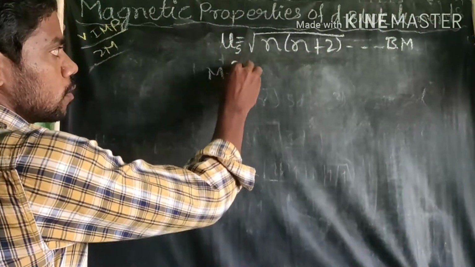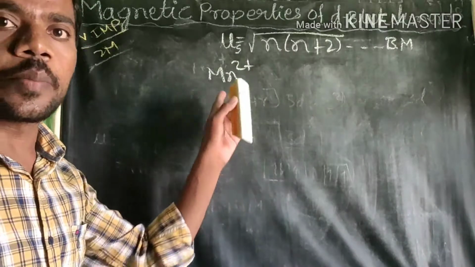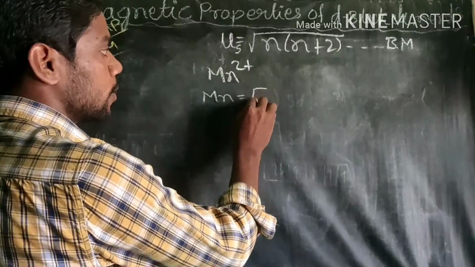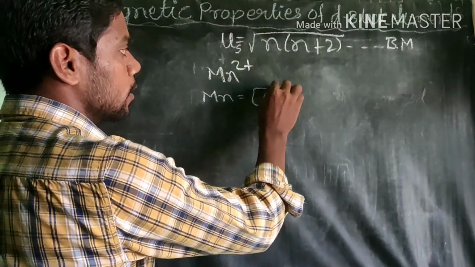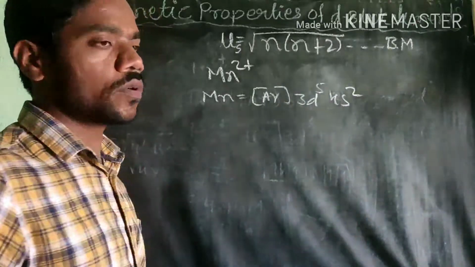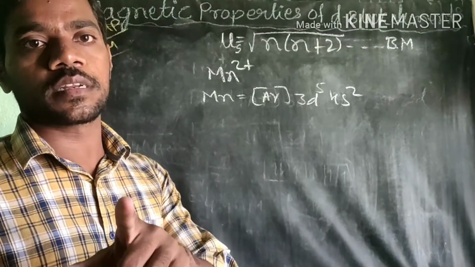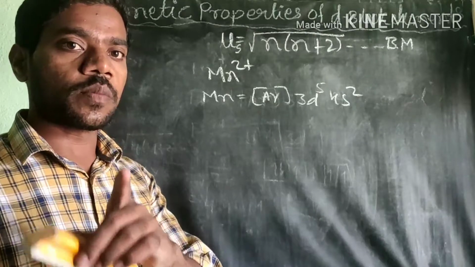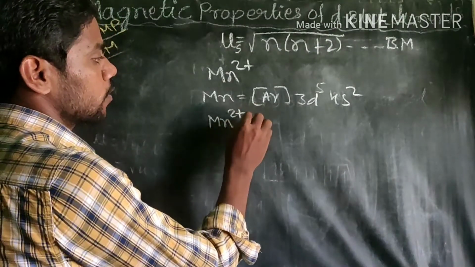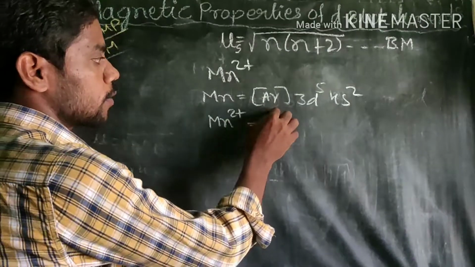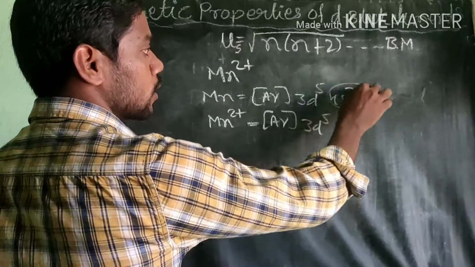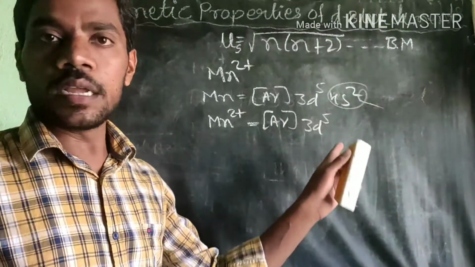Mn2+. Calculate the magnetic moment for Mn2+. Now first write the Mn electronic configuration. What is that? Argon 3d5 4s2. If you don't know how to write the electronic configuration, I have given the description in the description box. See how to write the electronic configuration; I made one separate video on electronic configuration. Okay, Mn2+ electron configuration, argon 3d5. The outermost 2 electrons were removed, so it becomes 3d5.